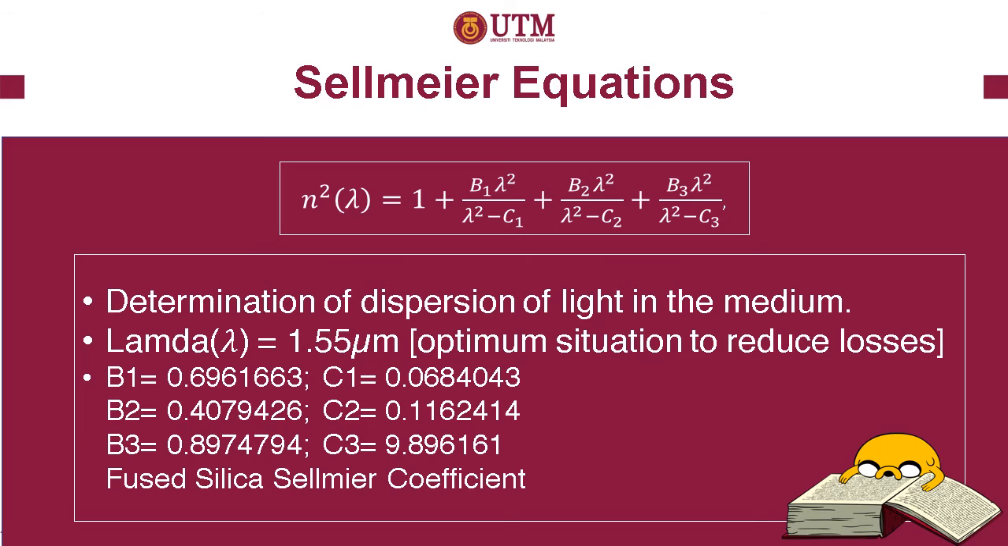Since we are using it in tapered single mode fiber, the fused silica thermal coefficient was used, where B1, B2, B3, C1, C2, C3 was stated as shown. And lambda here, we are using 1.55 micrometer, also known as 1550 nanometer, is the optimum situation to reduce losses through attenuation.